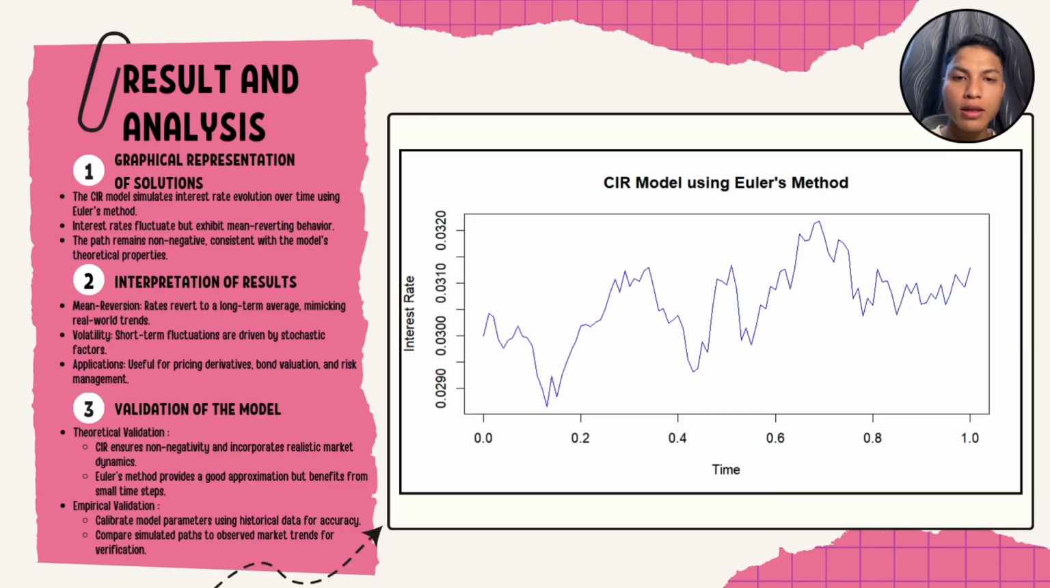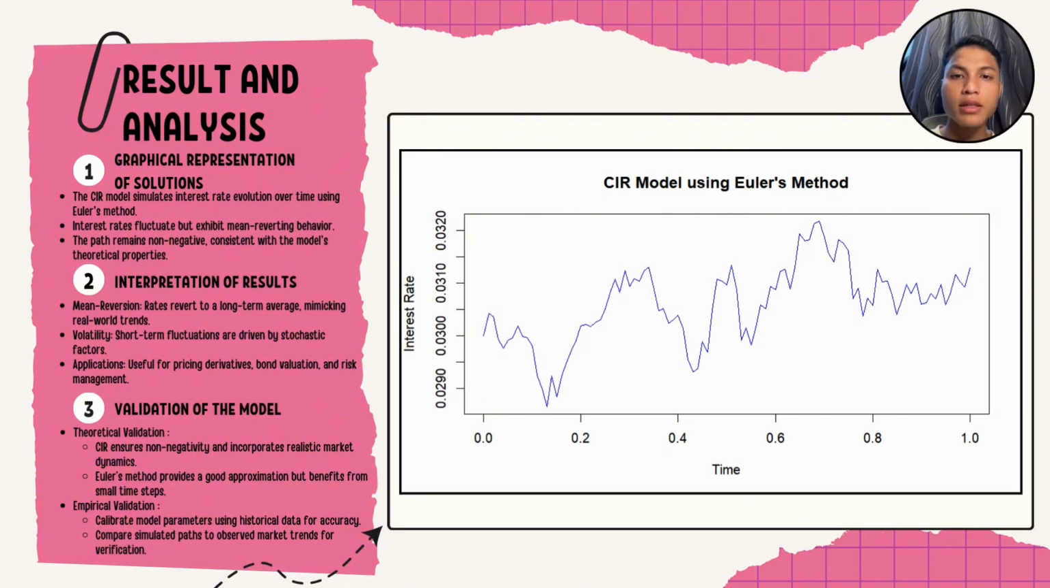Next, we go to the result and analysis. This part we divide into 3. The first part is the graphical representation of the solution. The graph shows the evolution of the interest rate over time based on the CIR model, simulated using Euler's method. The interest rate starts at an initial value of 0.03 and fluctuates over time, displaying mean reverting behavior. The stochastic nature of the process introduces short-term volatility, while the mean reversion parameter ensures the rate does not deviate significantly from a long-term average.